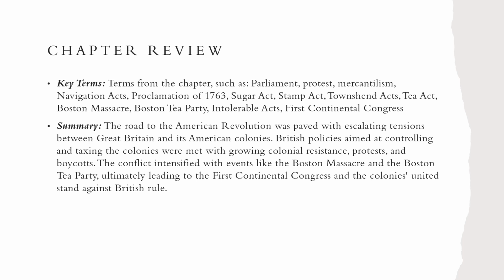In the summary, the road to the American Revolution was paved with escalating tensions between Great Britain and its American colonies. British policies aimed at controlling and taxing the colonies were met with growing colonial resistance, protests, and boycotts. Conflict intensified with events like the Boston Massacre and the Boston Tea Party, ultimately leading to the First Continental Congress and the colonies' united stand against British rule.